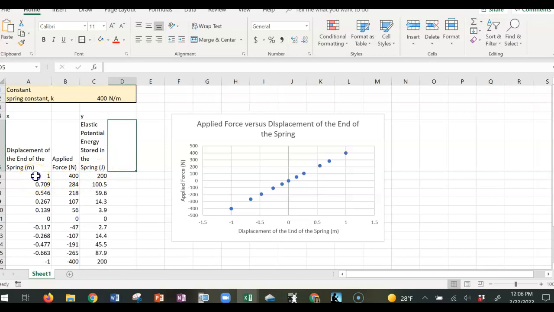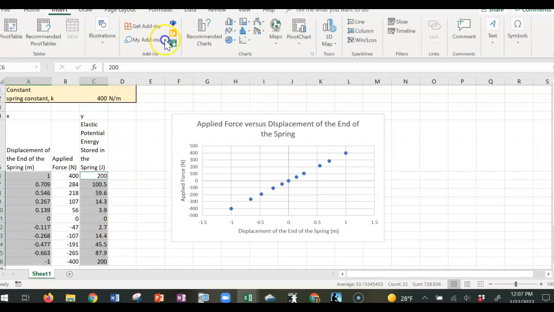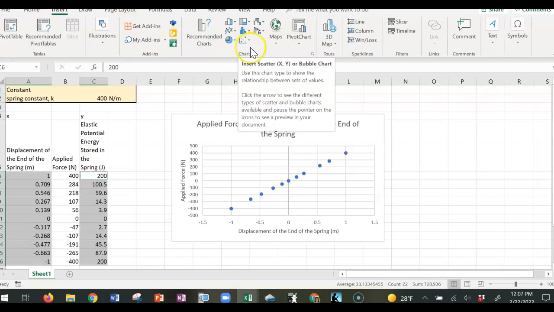So I'm going to highlight the x values, the numbers in this column, and then I'm going to hold down the control key and keep holding it down while you select the values in the other column. Since I held the control key down, I was able to select these two columns that are not adjacent to each other. And then I'm going to insert a scatter plot.